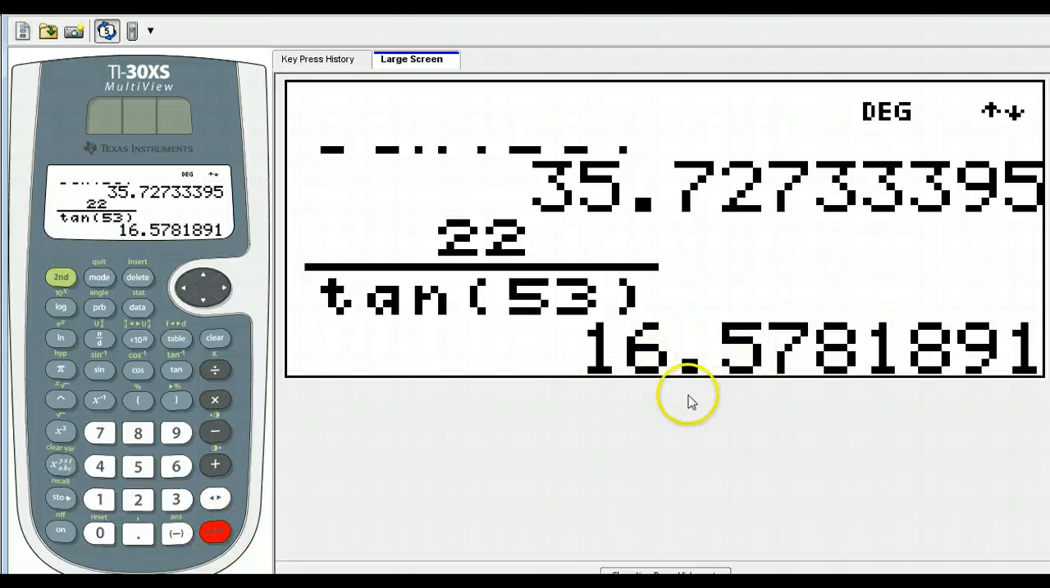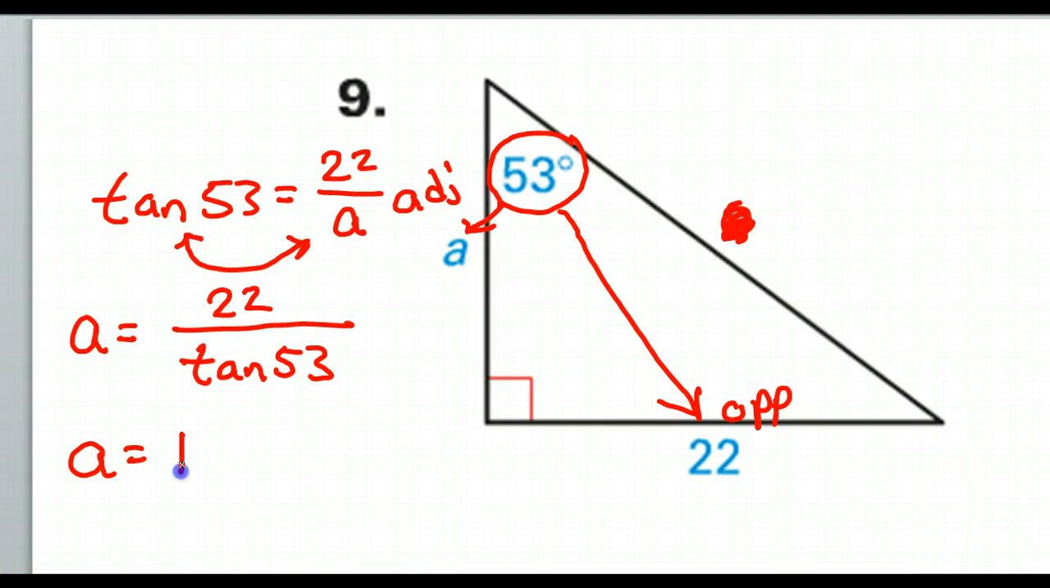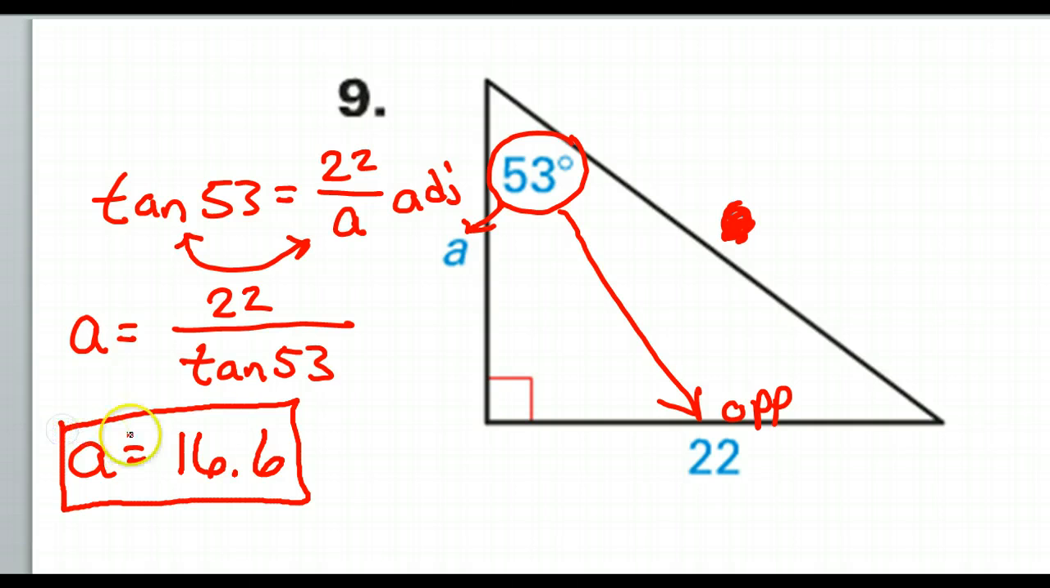That is 16.6. Okay, so that is A. Now I'm going to go ahead and find B. Okay, so I can forget about that for a second. So if I'm going to find B, time to scribble out A.